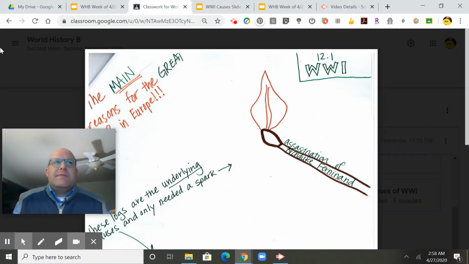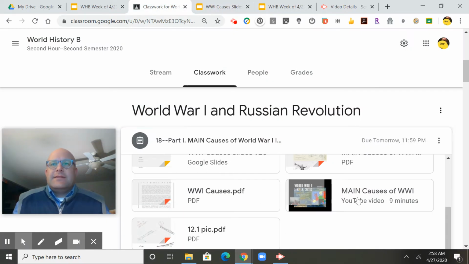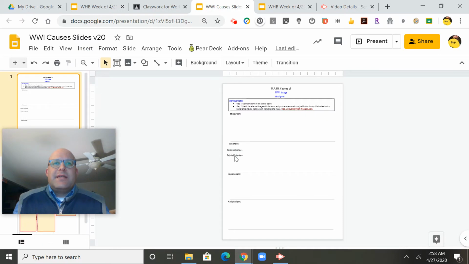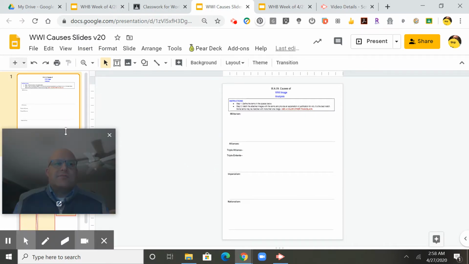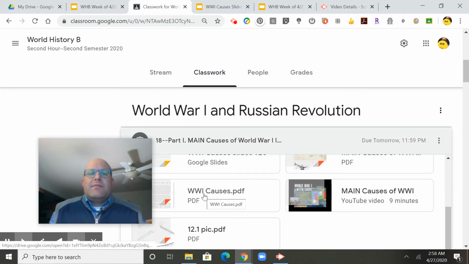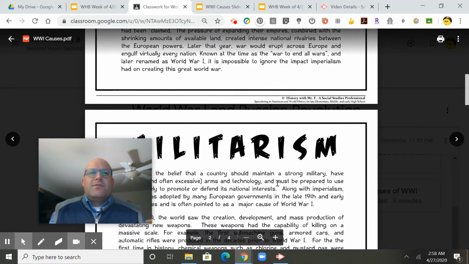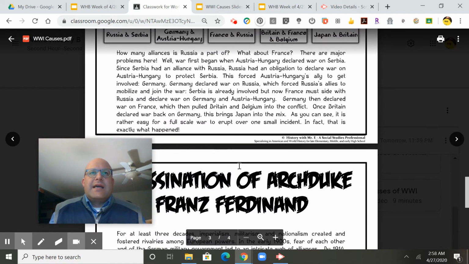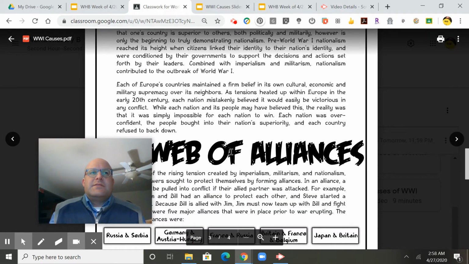You're looking at some images that are here that you're going to identify with each of the main causes: militarism, alliances, imperialism, nationalism. And you're writing an explanation for these as well as an understanding of the Triple Entente. And then there's a briefing that you do with the causes, and actually the reading, if it comes up, you don't even need to do all these. You just need to read the part about the web of alliances right there.